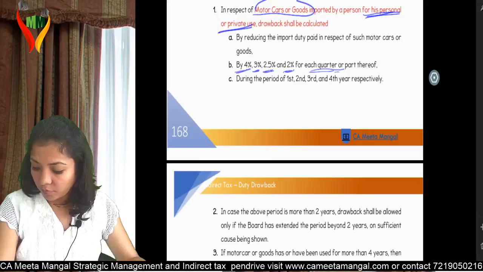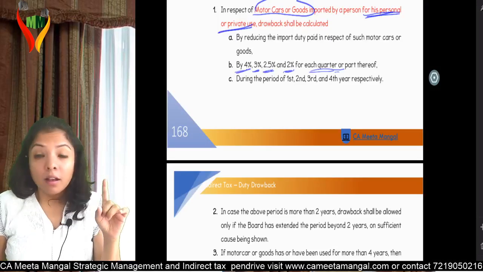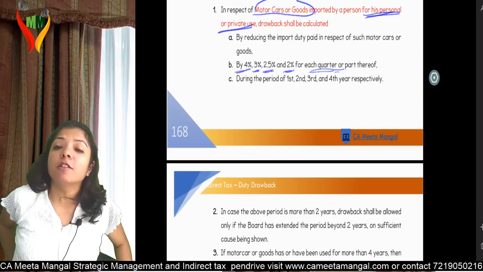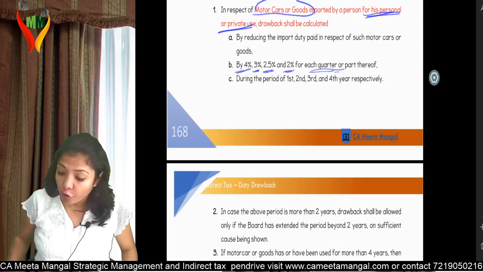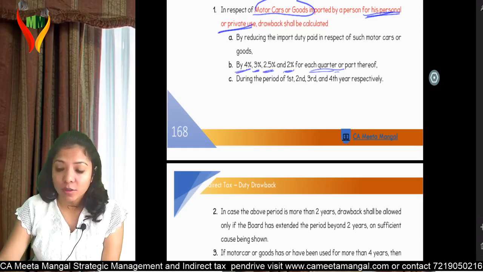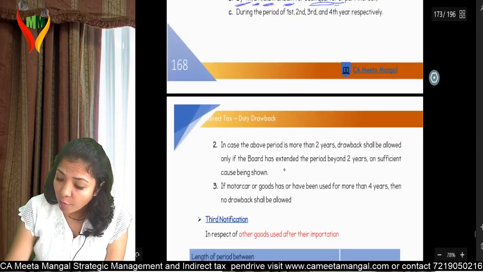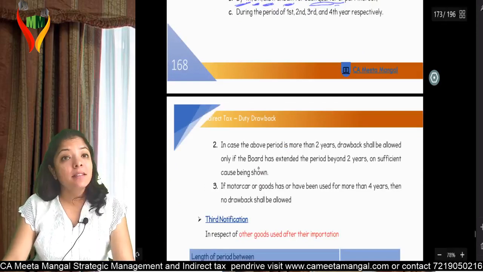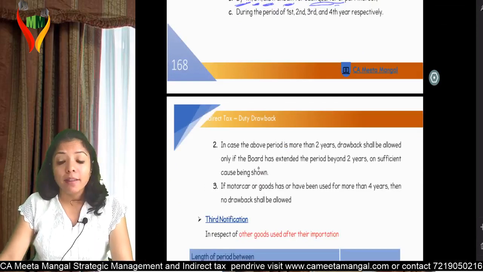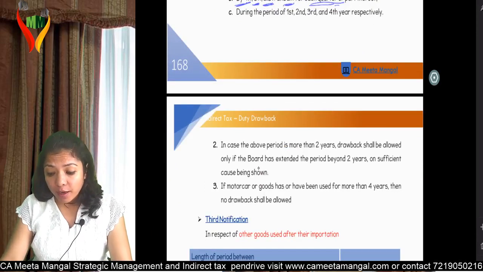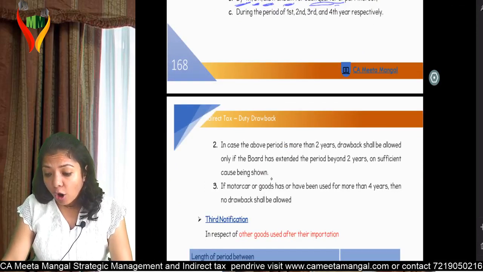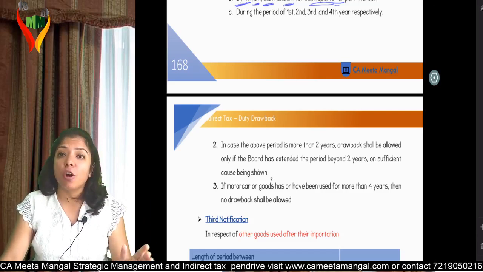Okay, so now let's go ahead. This is 4% for first year, 3% for second year, 2.5% for third year, and 2% for fourth year. But now there are a few conditions. What are those conditions? In case the above period is more than 2 years, up to 2 years it is okay. But in case the above period is more than 2 years, drawback shall be allowed only if the board has extended the period beyond 2 years on sufficient cause being shown.